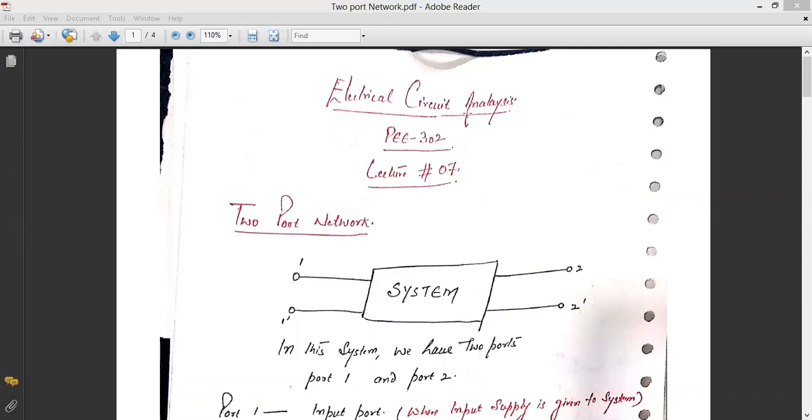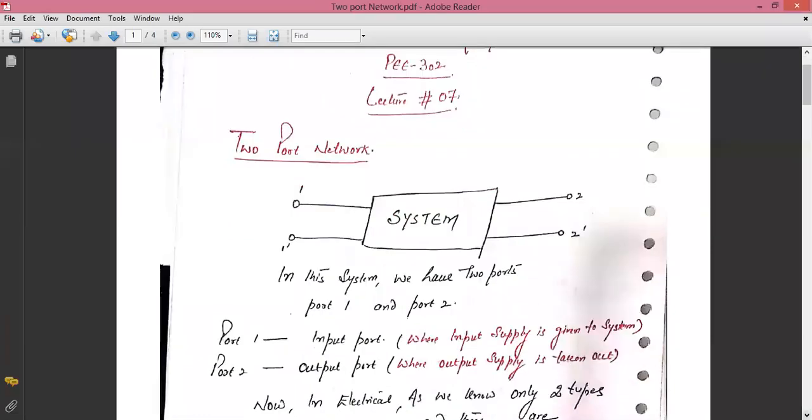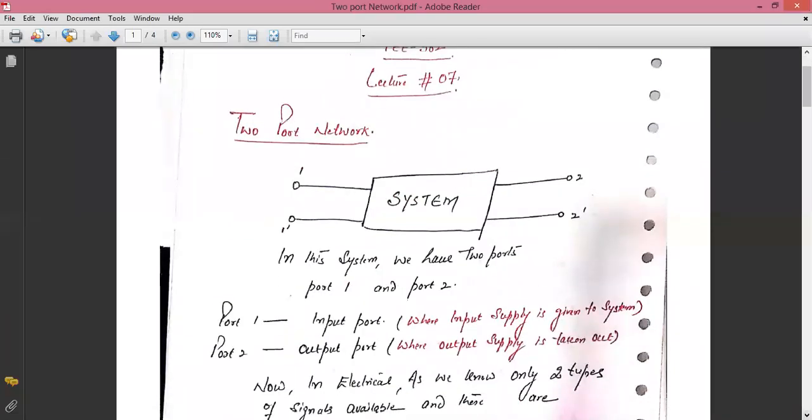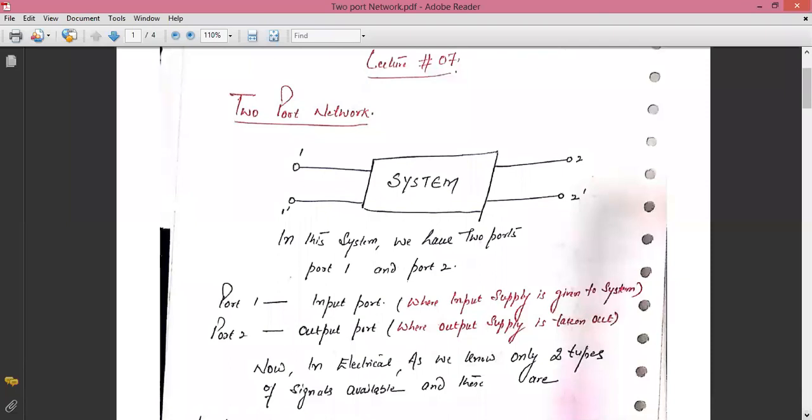So before discussing this two-port network, you all see there is a diagram on your screen. We have a system, and in this system you have two ports. Port 1 is the input port, and port 2 is the output port. In a system you have an input and an output. The input is called port 1 and the output is called port 2.